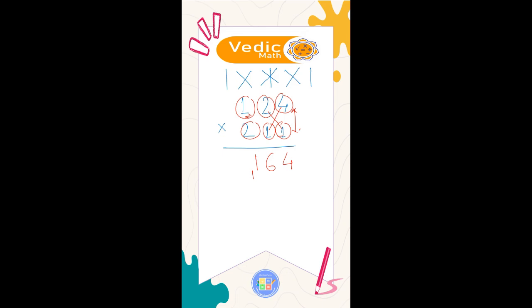Now second last step is this one, cross. 1 times 1 and 2 times 2. Okay, 1 times 1 is 1 plus 2 times 2 is 4. 1 plus 4 gives us 5. Straight line is 1 times 2 is 2.